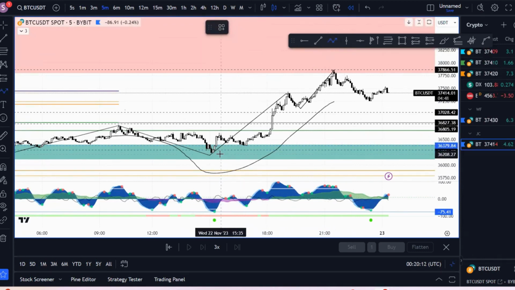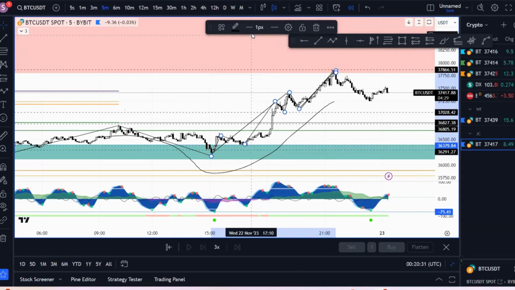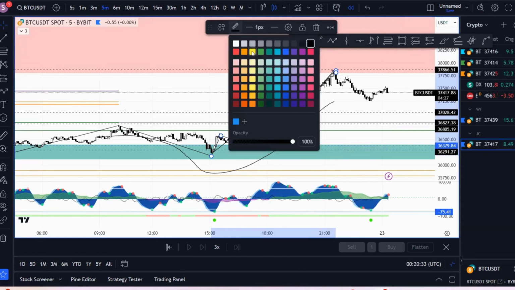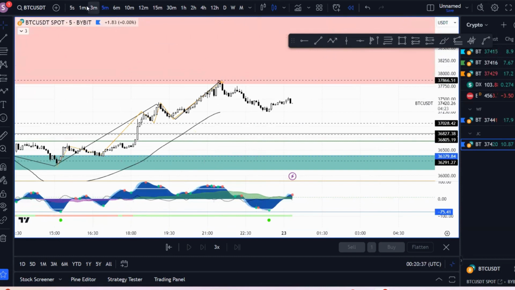Okay, on a 5 minute, if we start from here perhaps, on a 5 minute, it's fairly similar to the 15 minute. Our 5 minute low is still all the way down here. So what I'm going to do is put that in a different color. Let's say we'll put that in orange. So on a 5 minute, that's what it looks like.